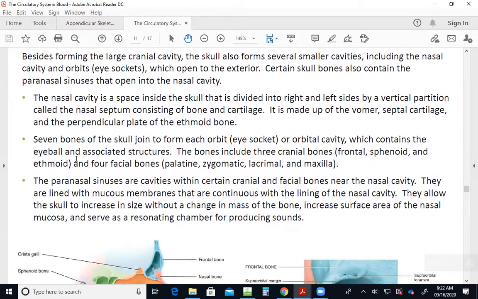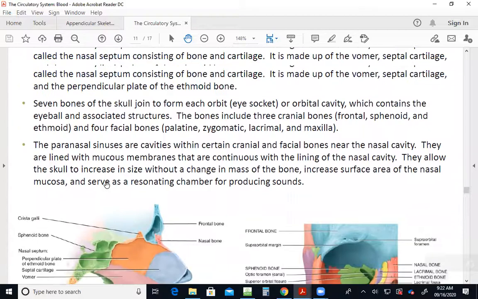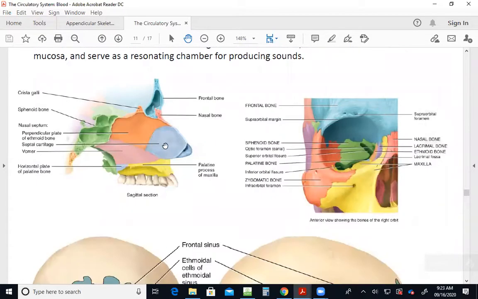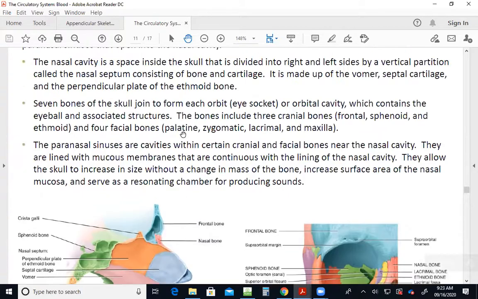Speaking of the nasal cavity, we'll start with it. It is a space inside the skull divided into right and left sides. That vertical partition is called the nasal septum. Towards the back of your nose, it's formed by the perpendicular plate of the ethmoid and the vomer. And then anteriorly, it's made up of what's called septal cartilage, which is nice and rubbery, and like a piercing could go through it really easily.